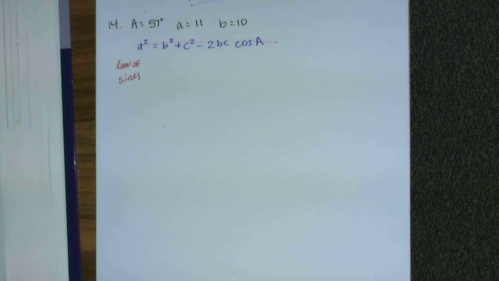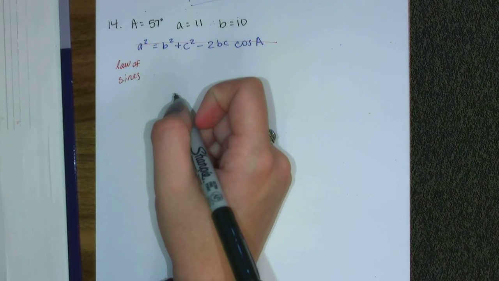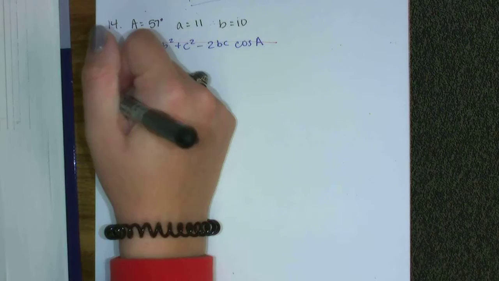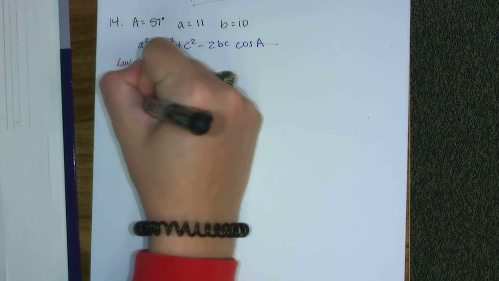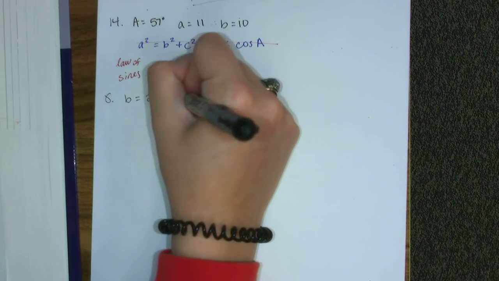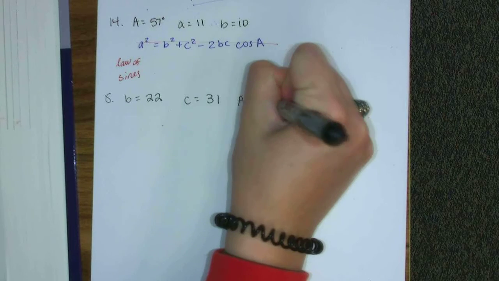Alright, we'll just go with 8 so that way you guys can actually see a law of cosines one. You guys should be able to do law of sines on that one based on the previous lesson. So, back to 8. B is equal to 22, C is equal to 31, A is equal to 82 degrees.